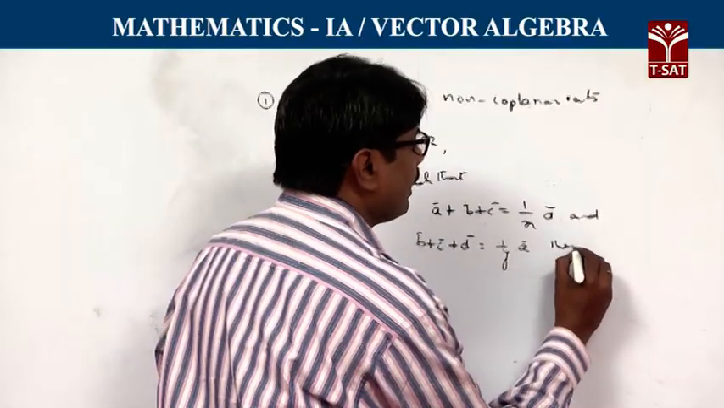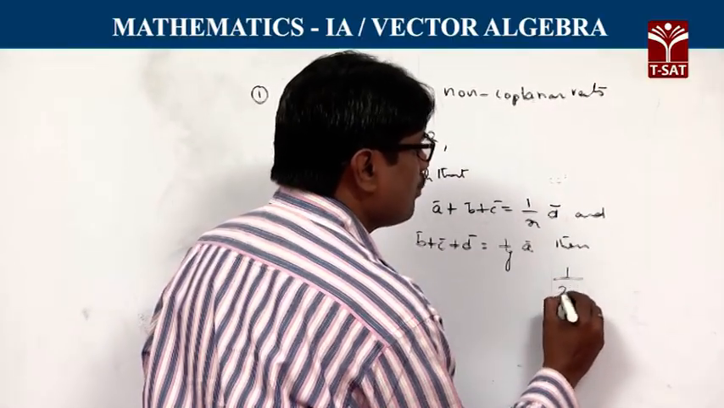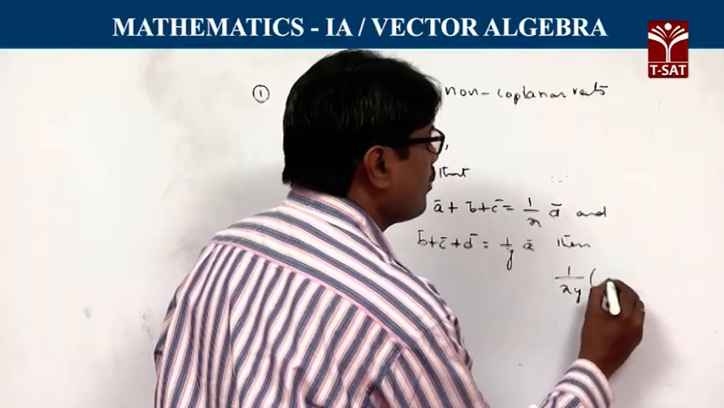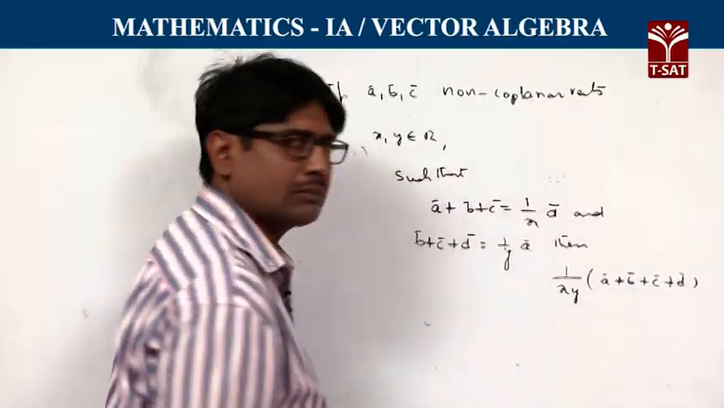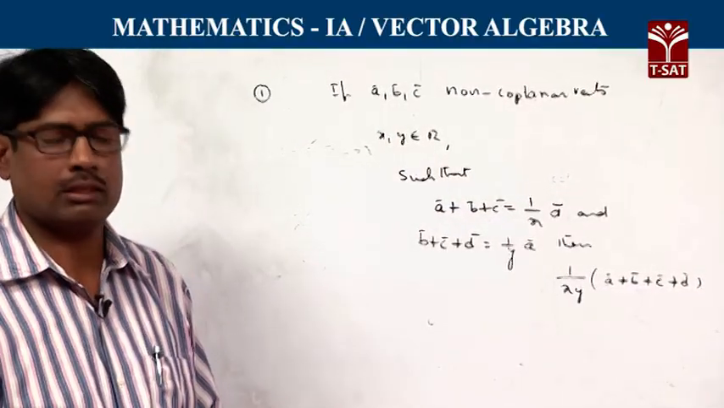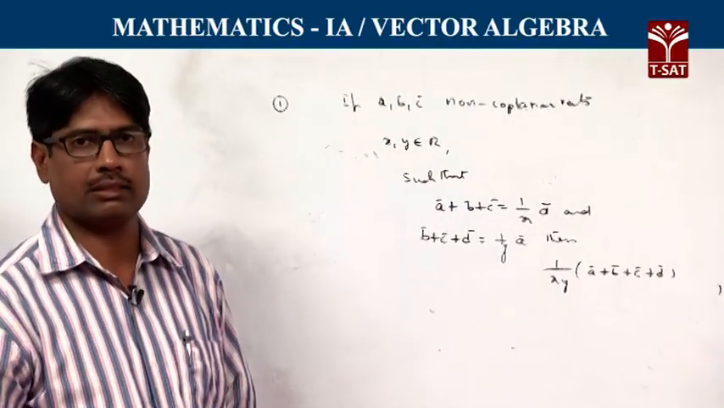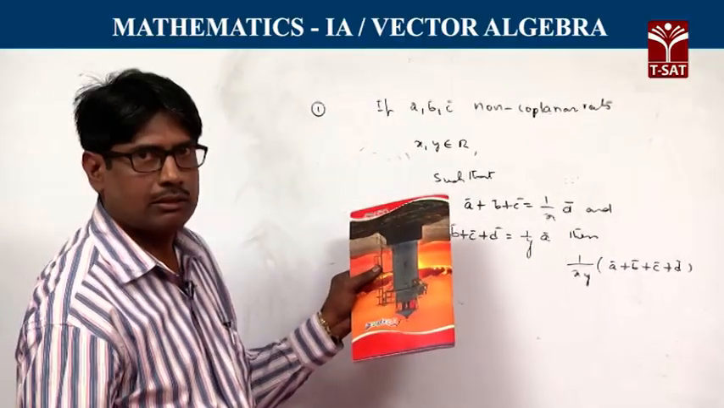And then what is the value of 1 by xy times of a bar plus b bar plus c bar plus d bar? This is a problem based on the linear combination. I will repeat the question.